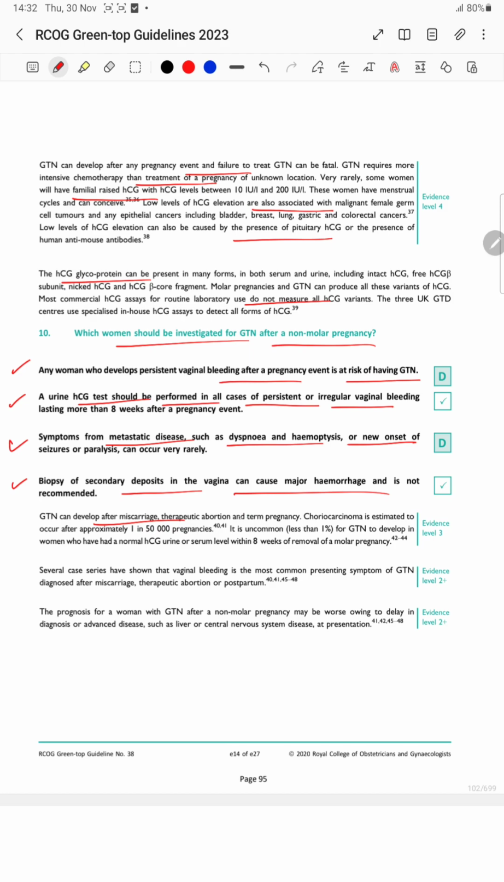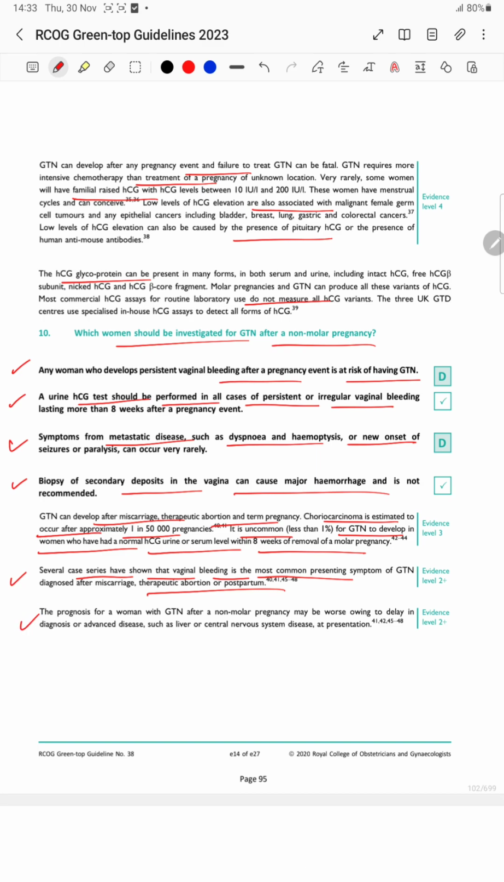GTN can develop after miscarriage, therapeutic abortion, and term pregnancies. Choriocarcinoma is estimated to occur after approximately 1 in 50,000 pregnancies, and it is uncommon for GTN to develop in women who have had a normal HCG urine or serum level within 8 weeks of the removal of a molar pregnancy. Several case series have shown that vaginal bleeding is the most common persisting symptom of GTN, diagnosed after miscarriage, therapeutic abortion, or postpartum.